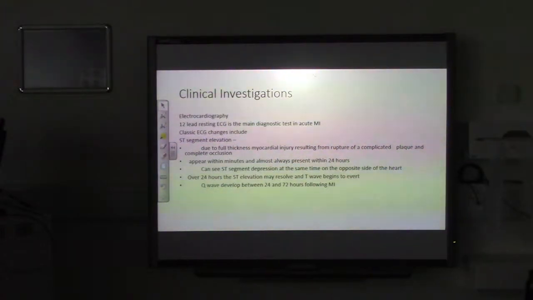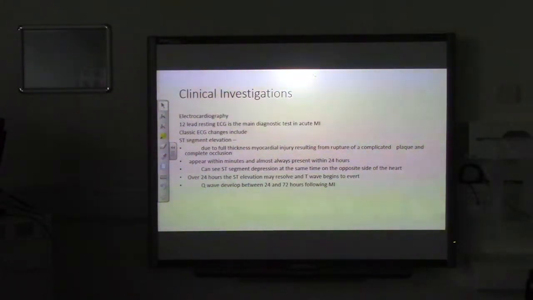With regards to the other main diagnostic tests carried out other than looking at the bloods, a 12-lead resting ECG is probably the main test in acute myocardial infarction. Classic ECG changes include ST segment elevation due to full thickness myocardial injury resulting from a rupture of a complicated plaque and complete occlusion. This elevation can appear within minutes and will almost always be present within 24 hours. You can see ST segment depression at the same time on the opposite side of the heart.